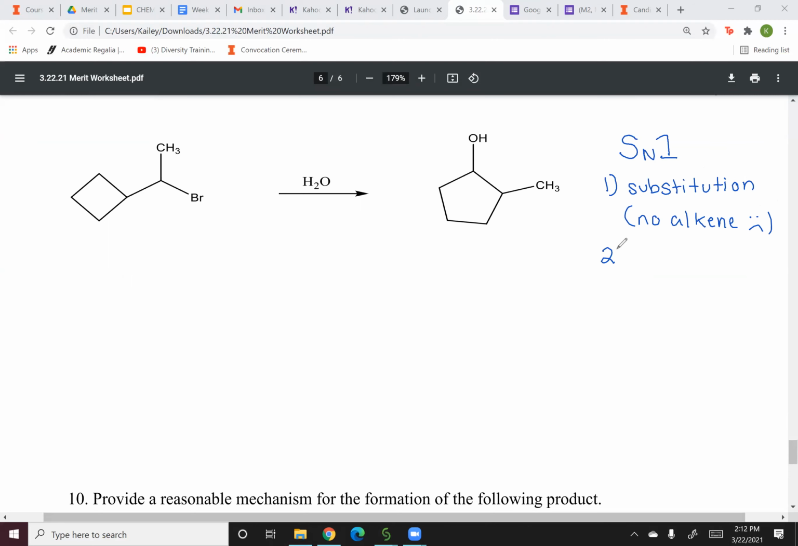The second reason why it's SN1 is because you have this ring expansion. You cannot have a ring expansion with SN2. You cannot have a ring expansion with E2 because they don't involve carbocations. You need a carbocation intermediate to have a ring expansion. So these 2 clues tell you that it has to be SN1. How do we feel about that?